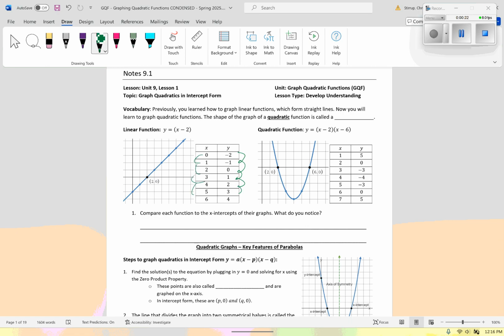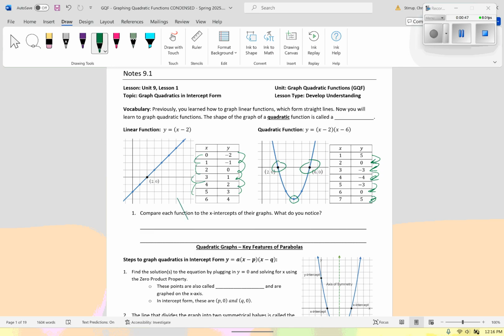But when we increase by 1 here, take a look what happens. These are not growing at the same rate. Okay? So notice we have a turning point. There's a turning point down here. We have where it crosses the x-axis. That's where we have been solving to factor using the quadratic formula or completing the square or factoring or something like that. So compared to each of the x-intercepts to the graph, what do you notice?